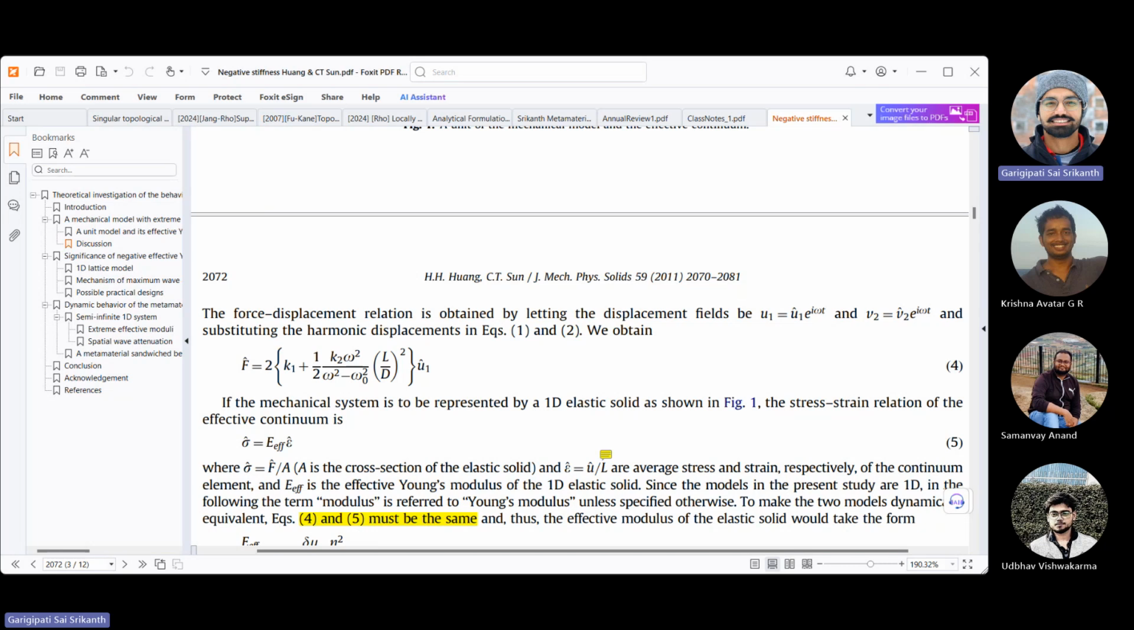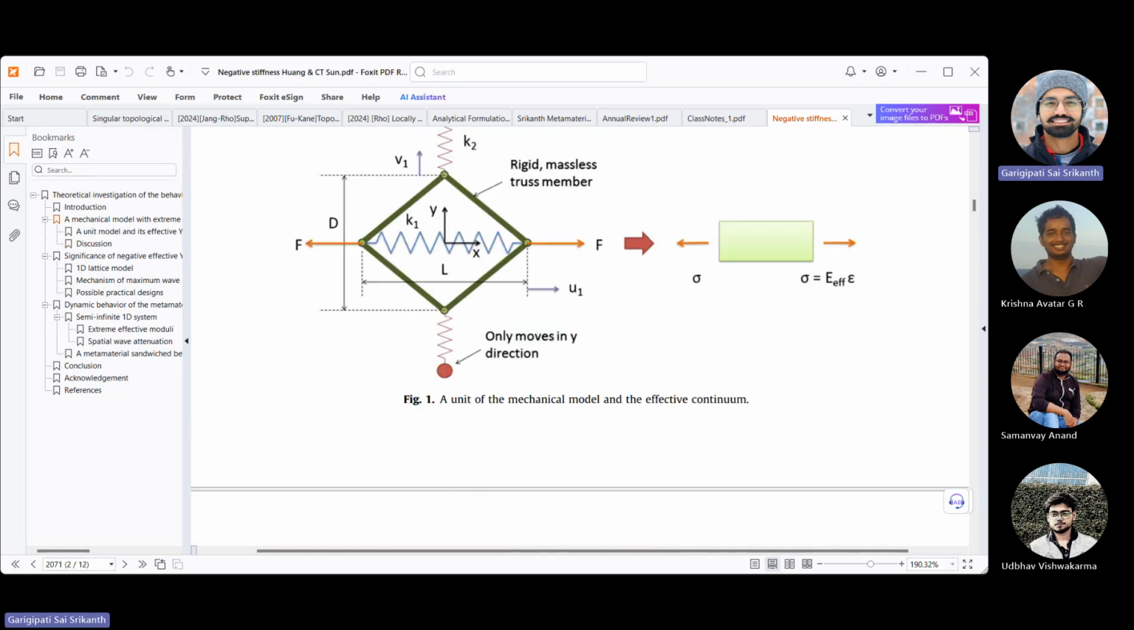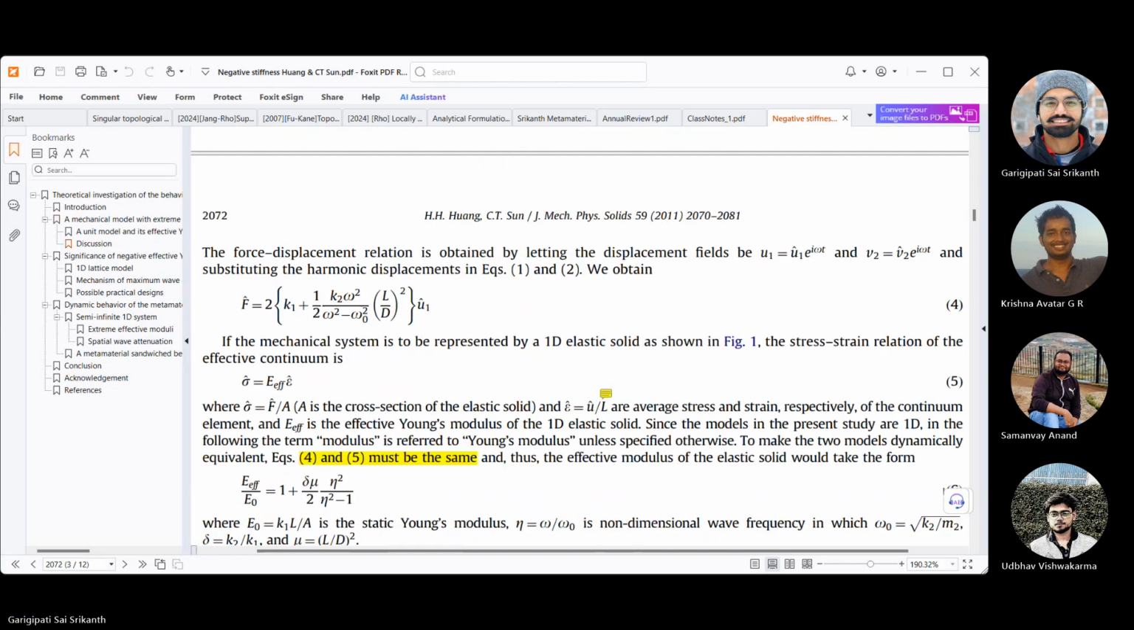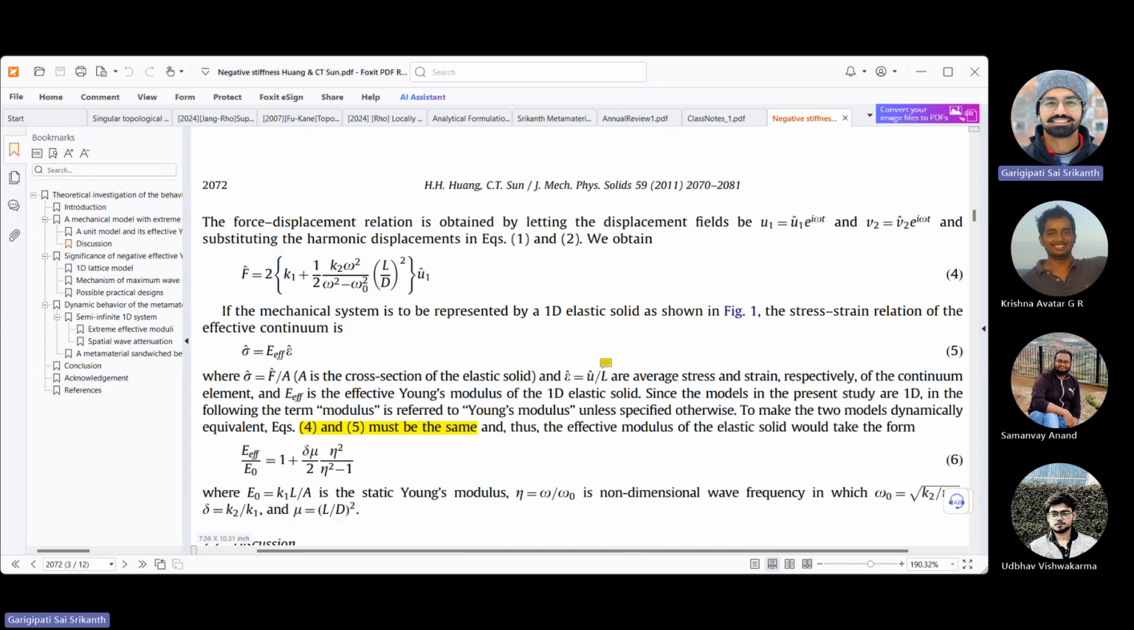And if you substitute this, and if you divide by area and also try to get stress, you get stress in this form. So it's essentially E effective by E naught. E naught is the static stress. You get it in this form. What is eta? Eta is operating frequency by resonator frequency.